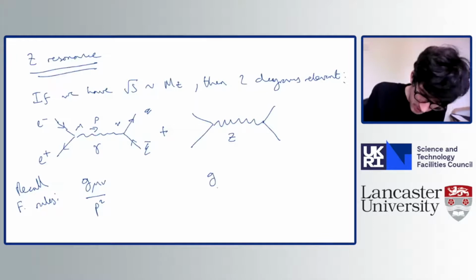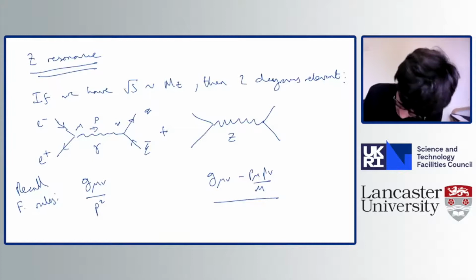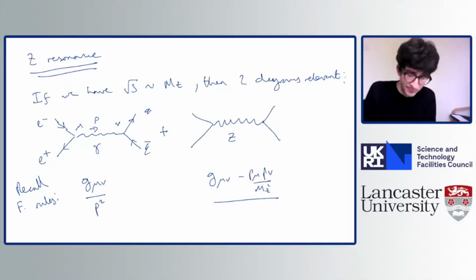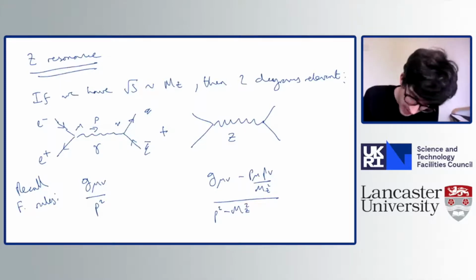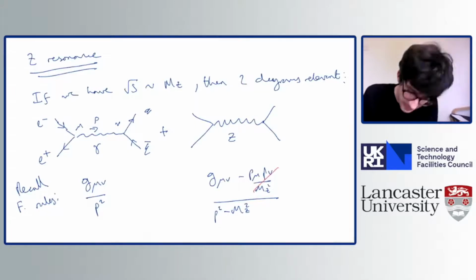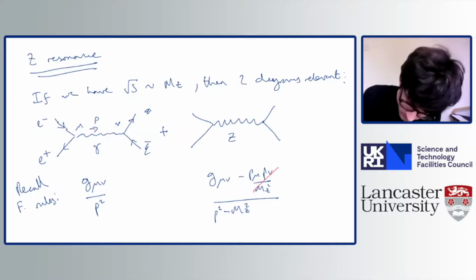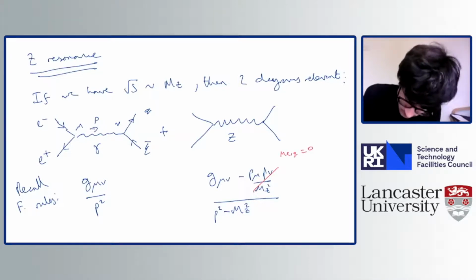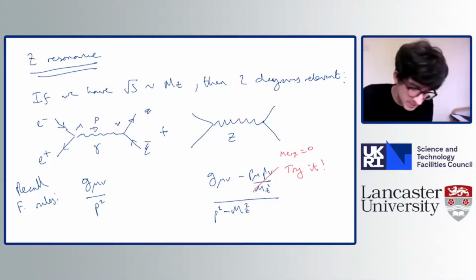And our Feynman rules there will be g mu nu minus P mu P nu over mZ squared, over again, P squared minus mZ squared. And the first thing to say is that the P mu P nu term gives 0, certainly if we're ignoring the quark and electron masses in the calculation. So try that as an exercise, just use the Dirac equation for those fermions, and you'll soon find that's the case. So actually it's just a g mu nu.